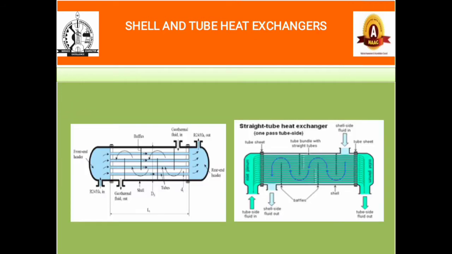So this is the example for shell and tube heat exchangers. It contains one tube bundle. This tube bundle is placed inside a shell. The shell is nothing but a cylindrical vessel in which a bundle of tubes is arranged. At each end of the shell there is a nozzle for inlet and outlet.